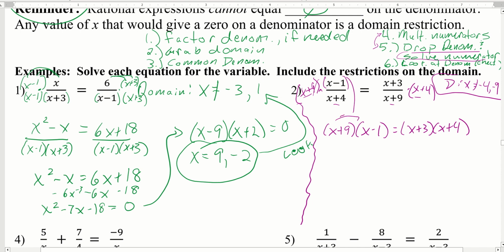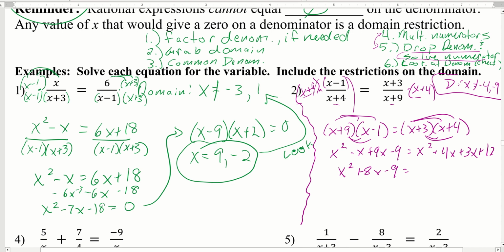So distribute in, so we get x squared minus x plus 9x minus 9. And then over here, x squared plus 4x, and then this side plus 3x plus 12. Okay, so clean it up as much as you can on both sides. So this is x squared, this becomes a plus 8x minus 9. And then over here, we've got x squared plus 7x plus 12.